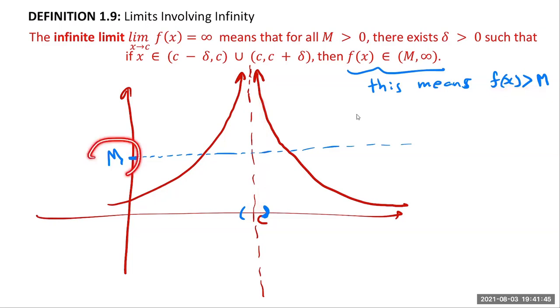So for any given m, if you can find a small delta punctured neighborhood so that if your x is in that neighborhood, your y value is bigger than m, then this limit statement is true. That's what we mean by this limit statement. That's the geometric idea of this limit statement in terms of m, delta, and c. All right, let's move on.